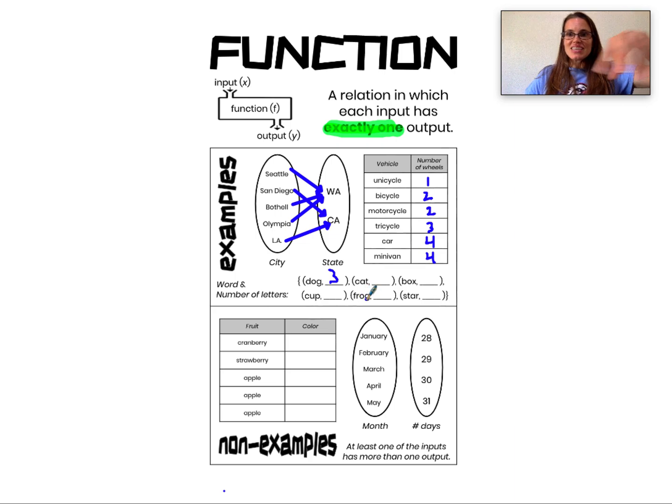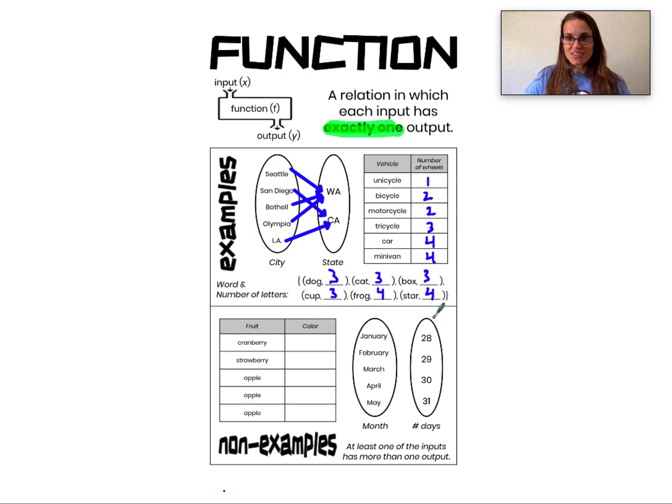Input of cat into the function machine. How many letters are in the word cat? Output of 3. Input of box. How many letters are in the word box? 3. Cup. 3. Input of frog. How many letters? Inside the function machine it counts. There are 4 letters. Star, input, output 4.